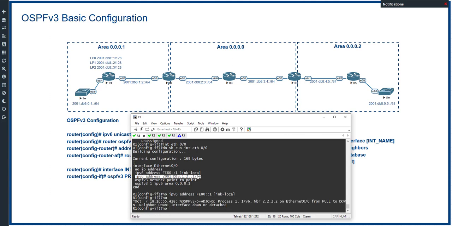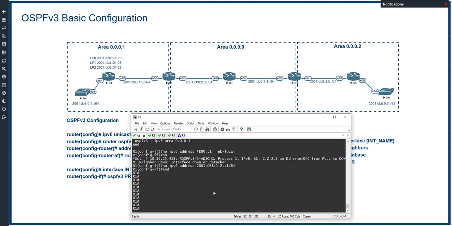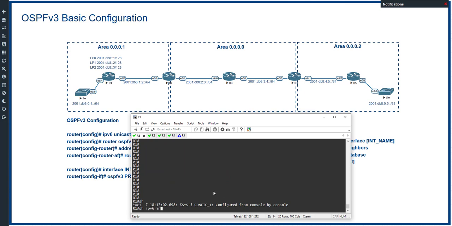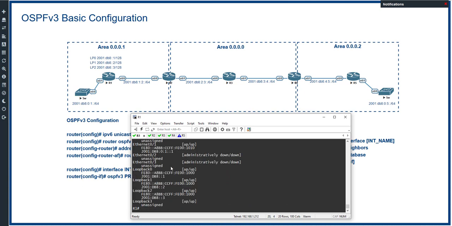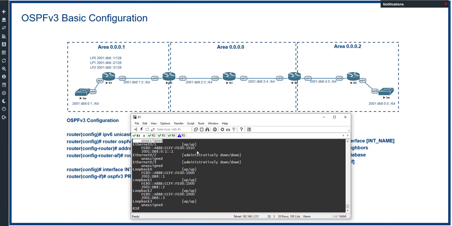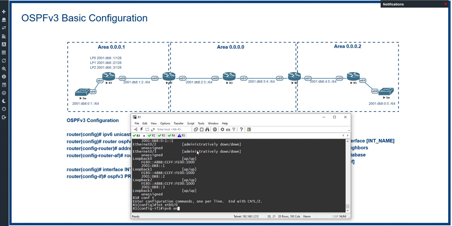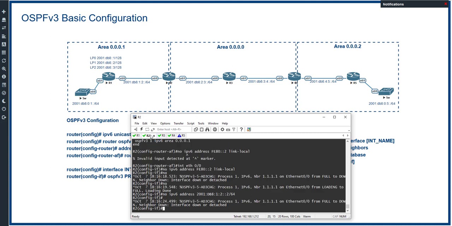Now we don't have any IPv6 address between router 1 and router 2. Let me show you. Show IPv6 interface brief. On router 1, as you can see, on the ETH00 we don't have any IPv6 address. Let me configure only one simple command. Interface ETH00, IPv6 enable. That's it.